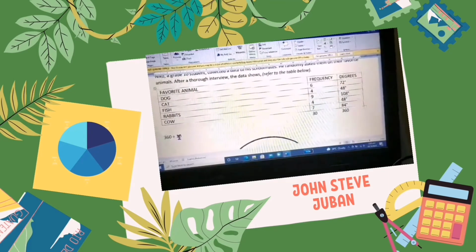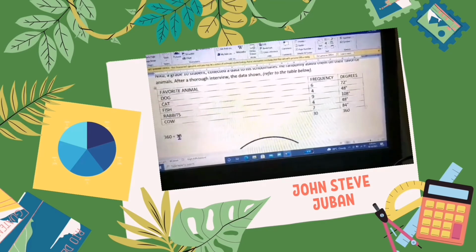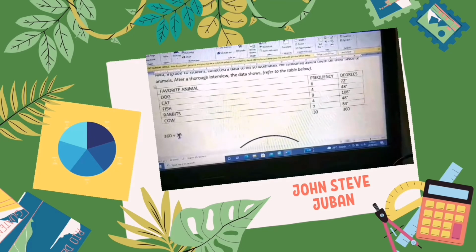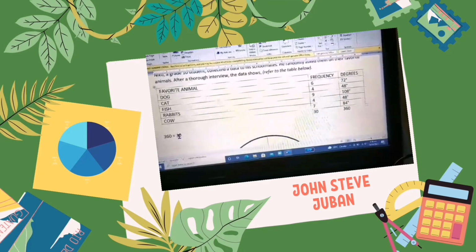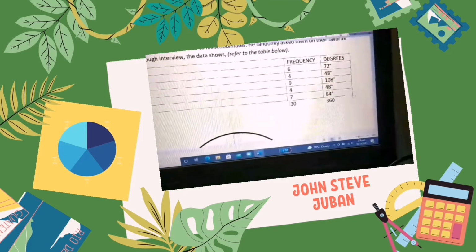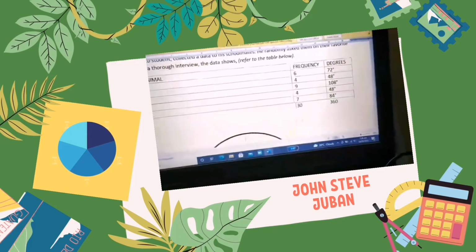Then 4 times 12 equals 48 degrees. 9 times 12 equals 108. 4 times 12 equals 48 degrees. 7 times 12 equals 84. The total of degrees is 360.